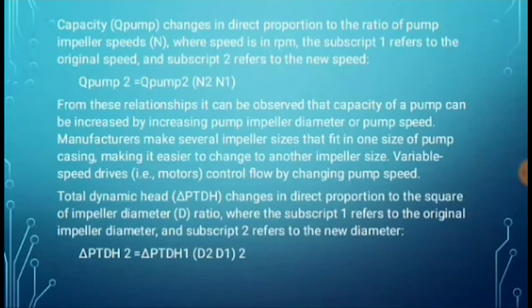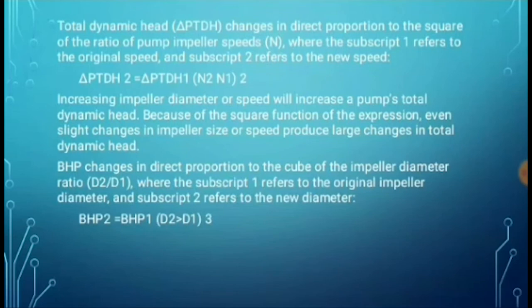Total dynamic head changes in direct proportion to the square of the impeller diameter ratio, where subscript 1 refers to the original impeller diameter and subscript 2 refers to the new diameter. Total dynamic head changes in direct proportion to the square of the ratio of the pump impeller speed, where subscript 1 refers to the original speed and subscript 2 refers to the new speed. Increasing impeller diameter or speed will increase the pump total dynamic head. Because of the square function of the expression, even slight changes in the impeller size or speed produce large changes in total dynamic head.